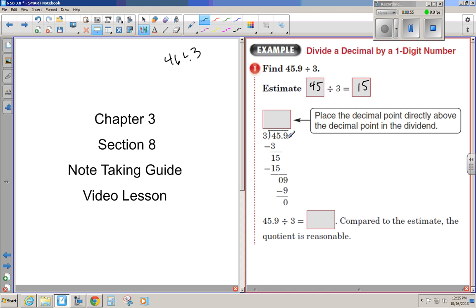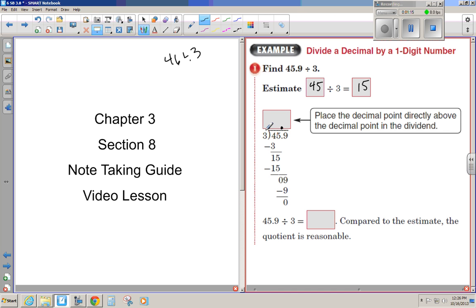So what we do is place the decimal point directly above the decimal point in the dividend. Dividend is just a fancy word. Basically, you need to line up decimal points. All right, now start the dividing.